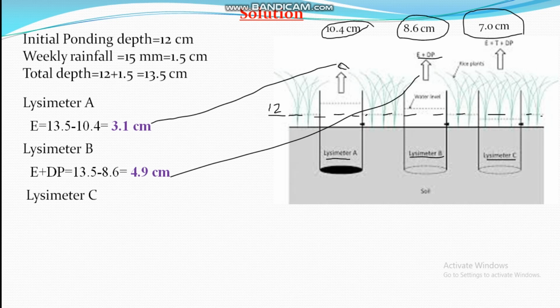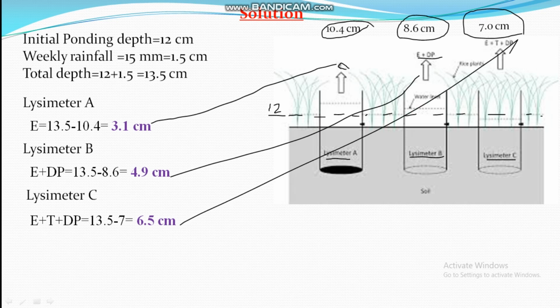Then lysimeter C, where all the losses will be there, that means E plus T plus dP, that is evaporation, transpiration and deep percolation. That is 13.5 minus 7, the remaining water, therefore the total loss will be 6.5 centimeter. Now if you see, this is 1, this is 2, this is 3.